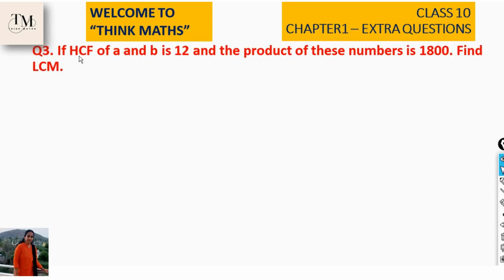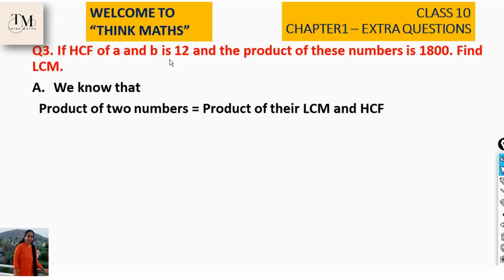So if HCF of A and B is 12 and the product of these numbers is 1800, find LCM. We already know that the product of two numbers is equal to the product of their LCM and HCF. They gave the value for HCF. So HCF of two numbers is 12 and their product is 1800. We have to find the LCM.